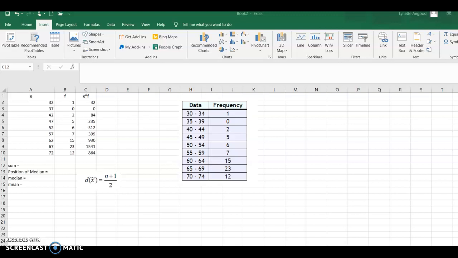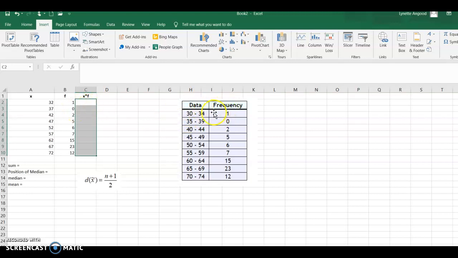Now, the median and mode can be found without the use of Microsoft Excel or your graphing calculator. But the mean is a lot easier to compute if you use one of those tools. And so I'm going to demonstrate how we use Microsoft Excel here to calculate the mean. First of all, I entered all of the values of my data in column A, starting with A2, and all of their frequencies in column B, starting with B2.